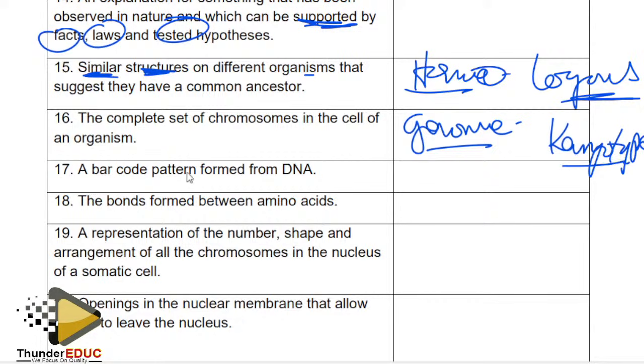A barcode pattern formed from DNA is a DNA profile. Then the bond formed between two amino acids. Guys, this bond is called a peptide bond. Please take note of this. We don't have what you call a polypeptide bond. It's a peptide bond. If there are many bonds, we call them peptide bonds.